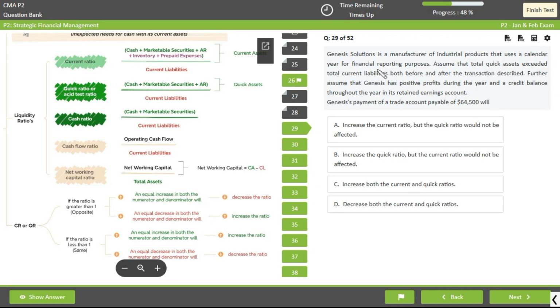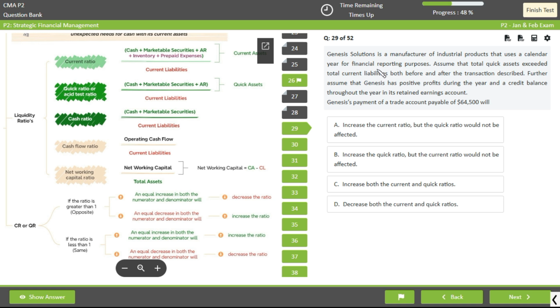Next. Genesis Solution is a manufacturer of industrial products that uses a calendar year for financial reporting purposes. Assume that the total quick assets exceeded total current liabilities both before and after the transaction described. Further, assume that Genesis has positive profits during the year and a credit balance throughout the year in its retained earnings account. Genesis payment of trade accounts payable of 64,500.